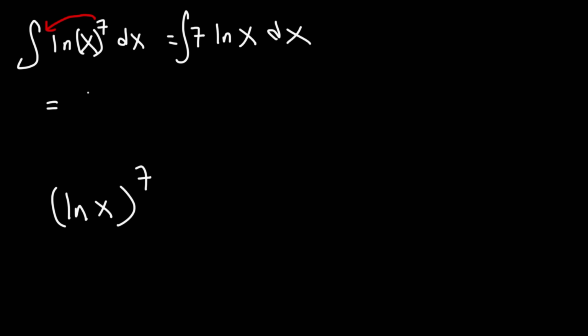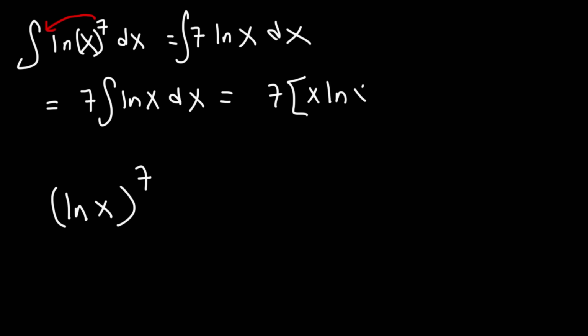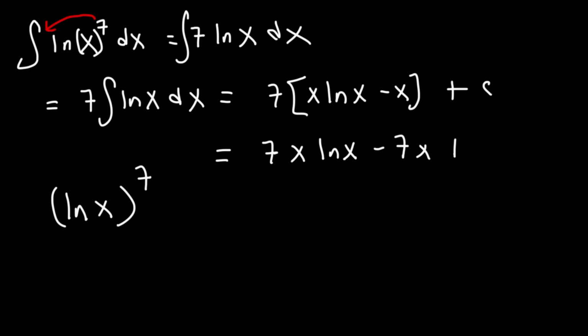This is equivalent to 7 times the integral of ln x dx. And we know the antiderivative of ln x. It's x ln x minus x. So this is our final answer. It's just 7x ln x minus 7x plus c.